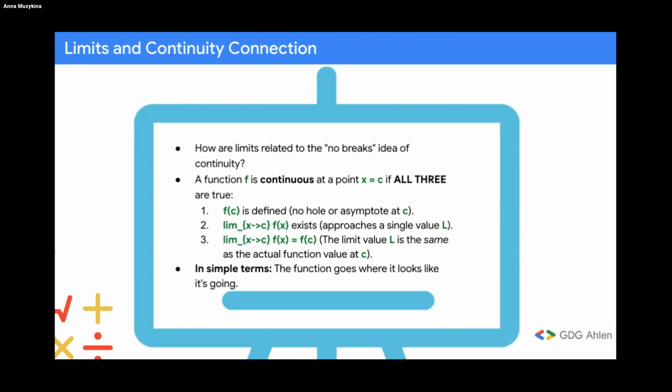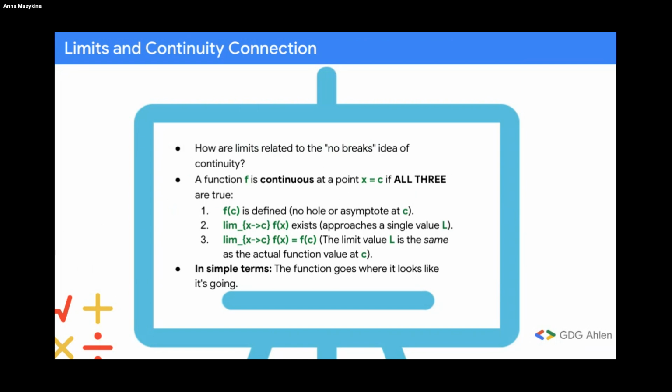And third, this ties it all together: the value the function approaches must be exactly equal to the function's actual value right at that point, f of c. So the third condition is that the limit of f of x as x approaches c must equal f of c. Think back to our discontinuity plots.